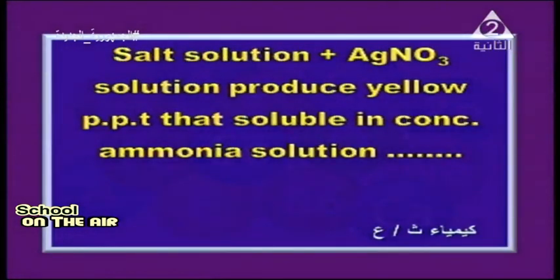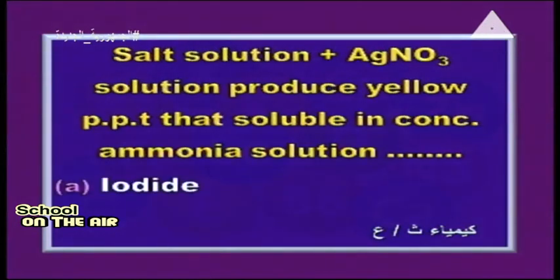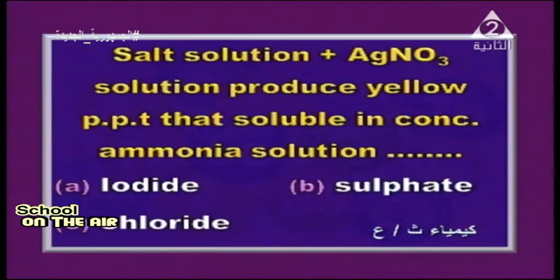Next point. Salt solution plus silver nitrate solution produces a yellow precipitate which is soluble in concentrated ammonia solution. Here it is soluble. If you think about the radical, is it iodide, sulfate, chloride, or phosphate? If you think about it, yes, it will be phosphate radical.